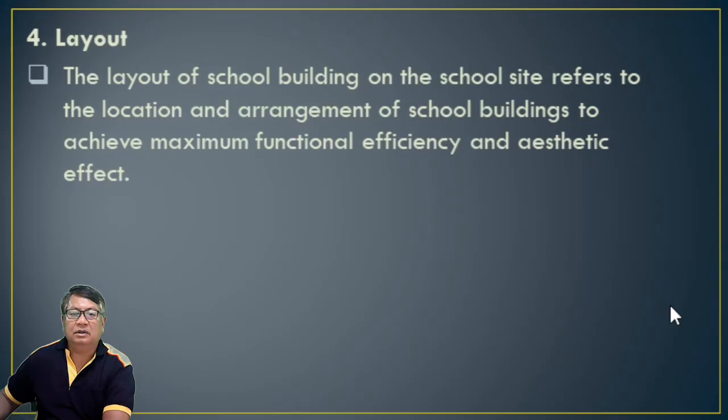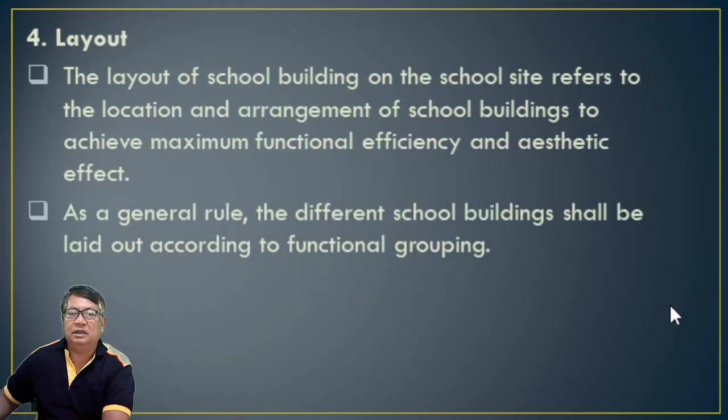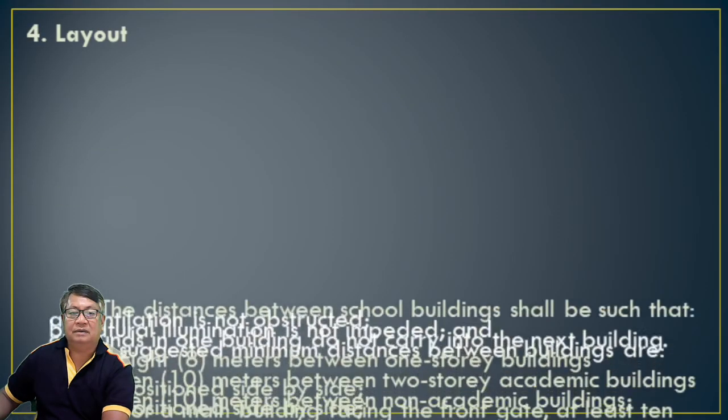Okay, so the layout of school building on the school site refers to the location and arrangement of school buildings to achieve maximum functional efficiency and aesthetic effect. Okay, so we have here as a general rule, the different school buildings shall be laid out according to functional groupings. Okay, we will discuss that later.